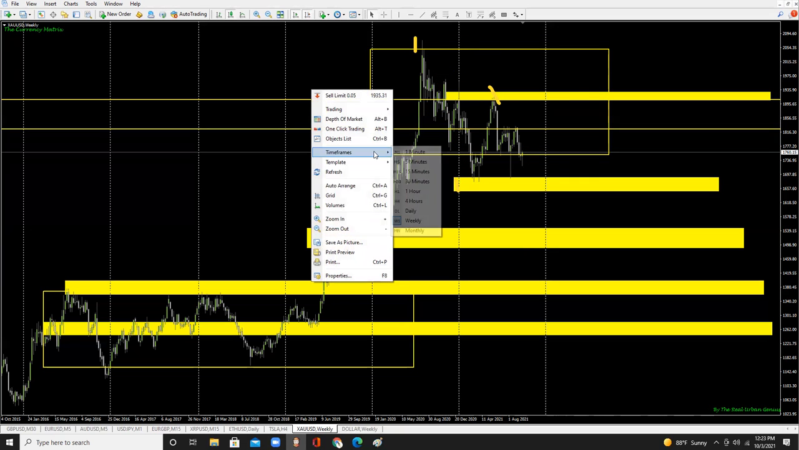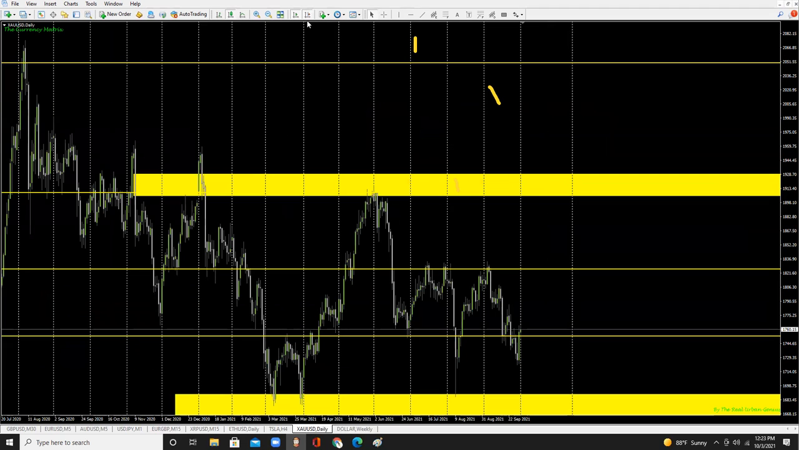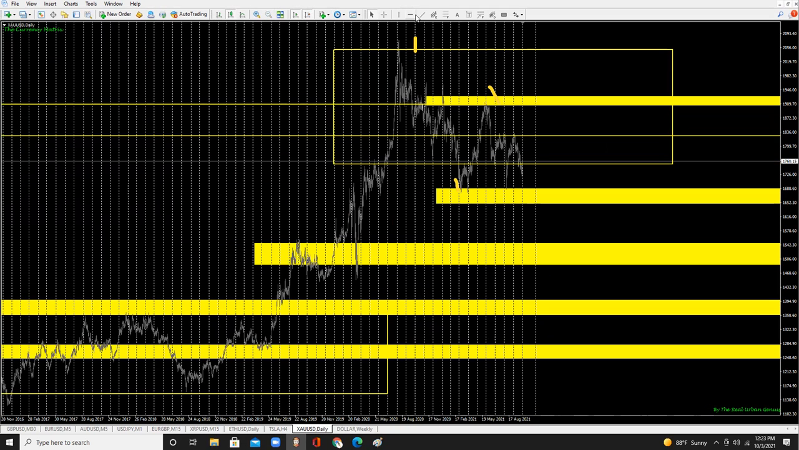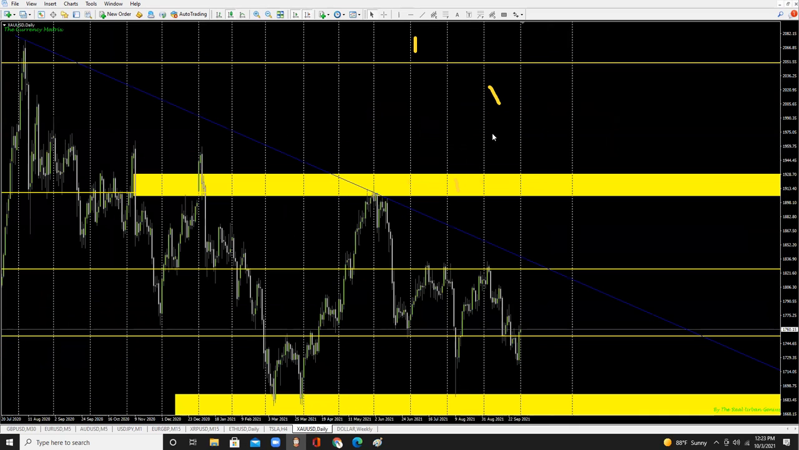Okay, so now we're done with the weekly here. Now let's go to the daily. Now here on the daily, we already know we're in a downtrend. We already know that the trend is looking here. Coming down here on the daily brings us to spotting out some more support and resistance areas.